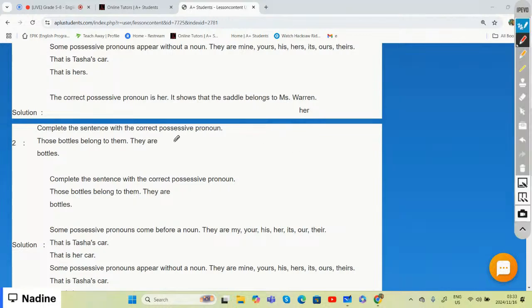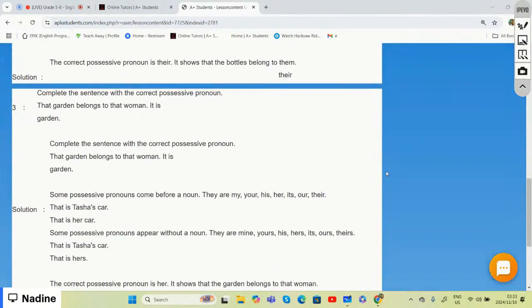So then we say it is their bottle, right? So the bottle belongs to them. They are their bottles. And let's look at the last one and then we're going to our test.